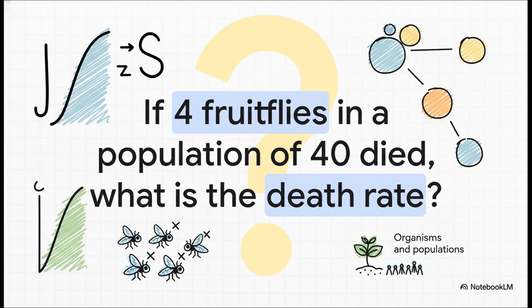Chalo, let's test that out. Here's a quick exam-style question for you. In a lab, you've got 40 fruit flies. Over 1 week, 4 of them died. So what is the death rate? Come on, think about it for a second. How would you calculate it? Don't worry, the answer's coming right up.